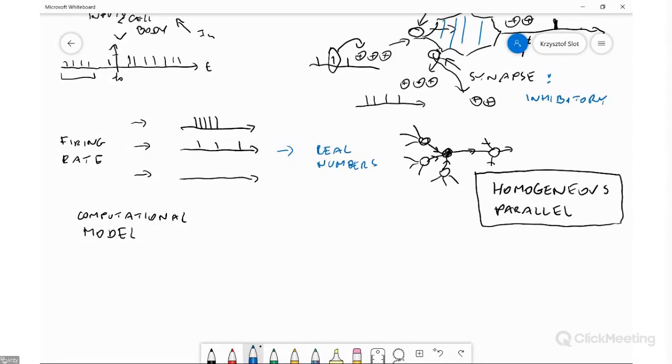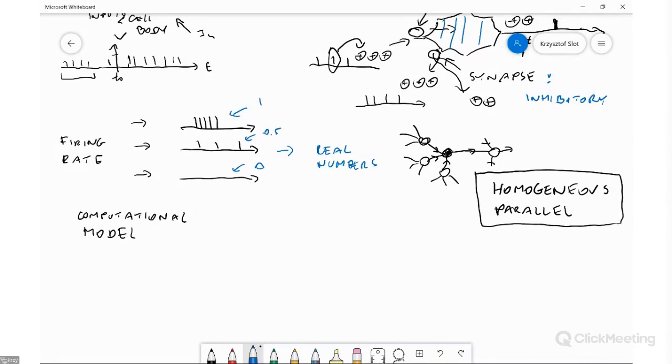What does it mean? It means that I can assign a value to this activity. For example, let's assume that this is zero activity, or zero information that is going to be communicated. Here will be 0.5, for example, and here will be 1.